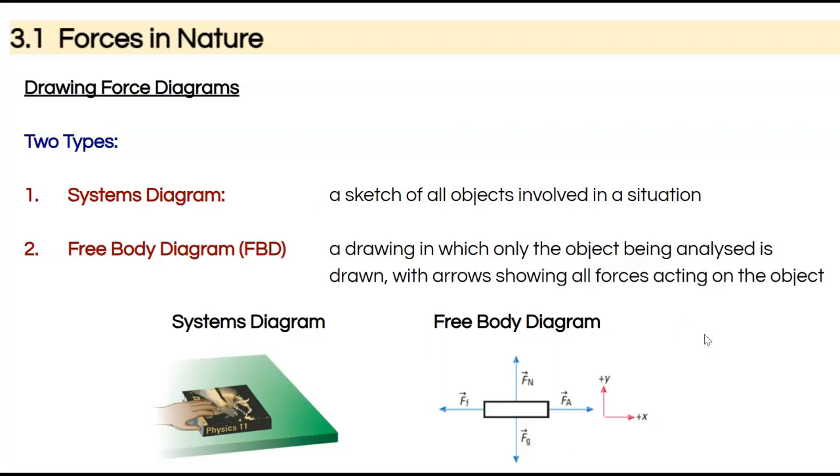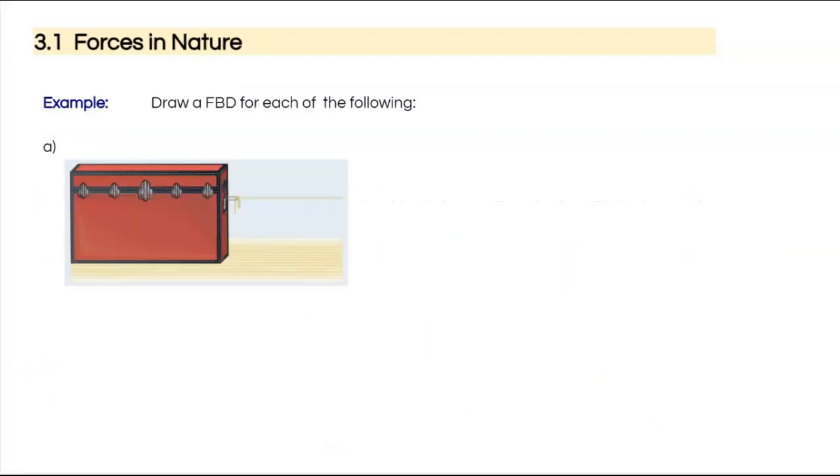Okay, so I'm going to switch to my Jamboard, and we can get started with some examples here. So give me a moment. Okay, so here is an example of a question you may get, or this may be one of the building blocks in one of the problems that you're attempting to solve. So it says draw a free body diagram, and you'll often see me just say FBD, for each of the following. And so here is our first example.